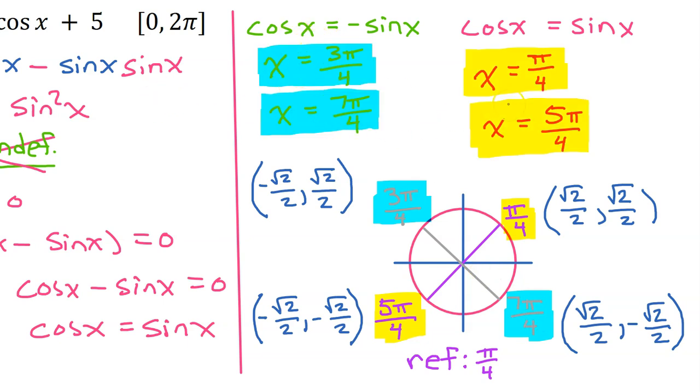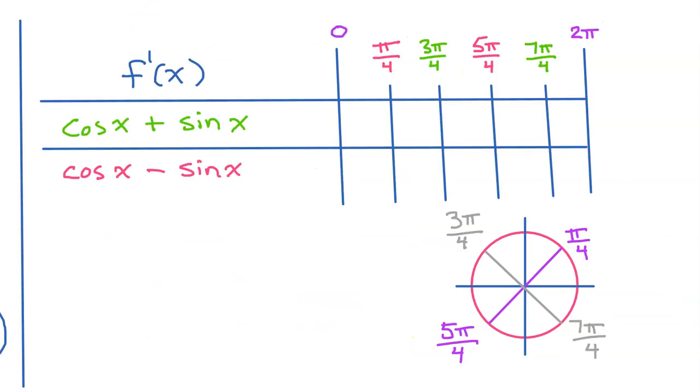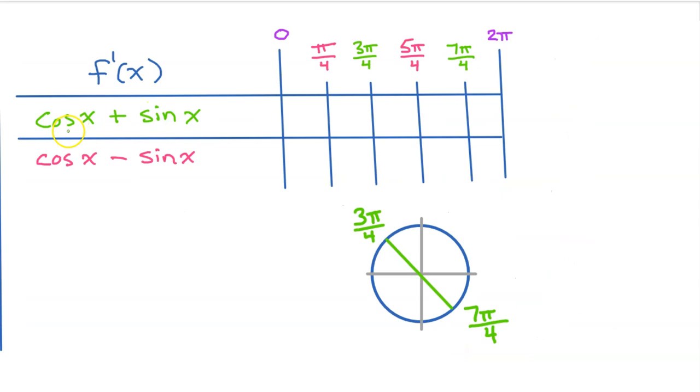So we have 4 critical numbers to put on our number line. Keep in mind that we are limiting the number line to between 0 and 2 pi. Make sure you label your sign chart as f prime. Here are those two factors that make up f prime. It's time to check each factor to see whether it is positive or negative in each one of these intervals. Let's start with this first green factor, cosine x plus sine x. We need to figure out whether this factor is positive or negative in each interval.